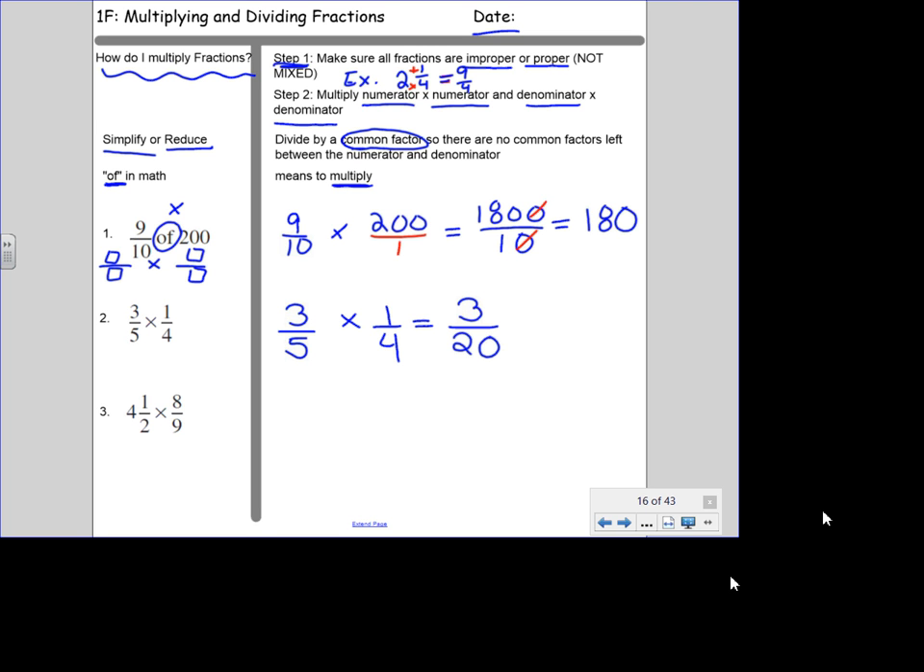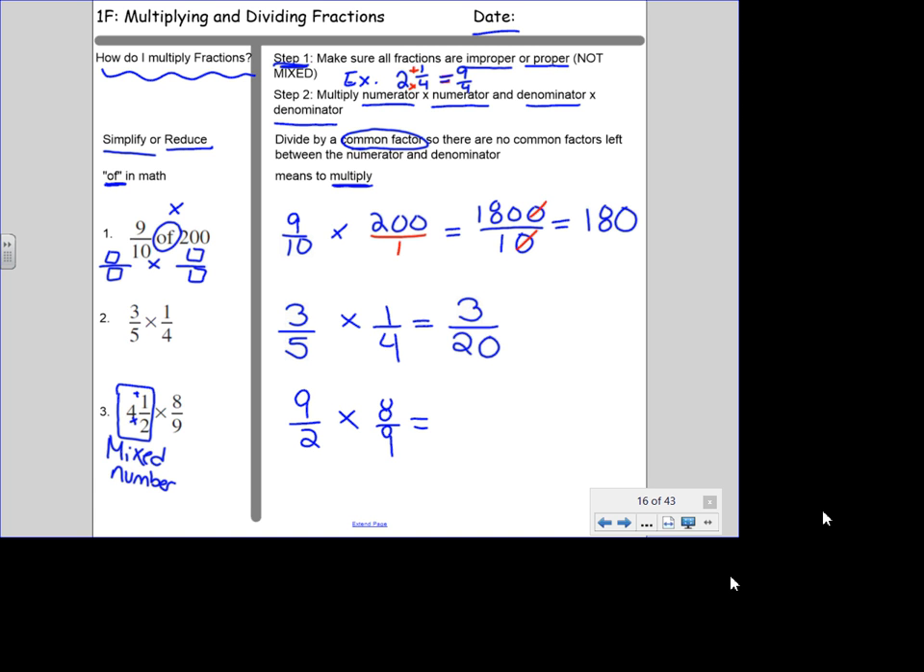For number 3, notice 4 1/2 is a mixed number. So because it is a mixed number, I need to change it to an improper fraction. So let's go ahead and change this to an improper fraction. So 2 times 4, and then I'm going to add my 1. So that's actually 9/2, and I'm multiplying that by 8/9.